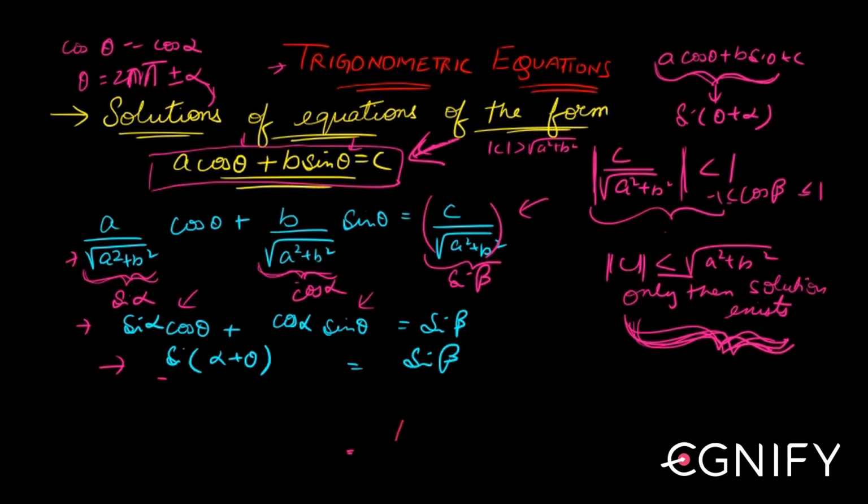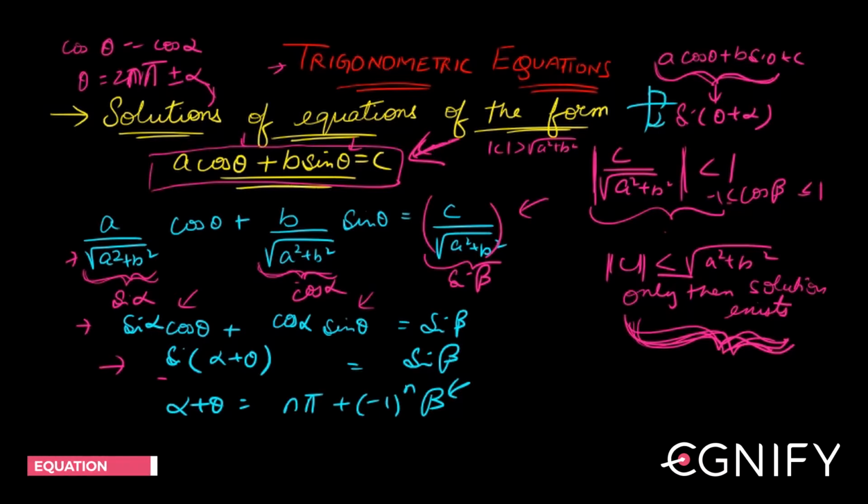Initially you had something else, 2nπ plus or minus something. Now you will have α plus θ equals nπ plus (−1)^n times β, where you will try to make sure that your β is in the range of sin inverse x, which is basically minus π/2 to π/2, that you will see in inverse trigonometric functions. But this is how your general solution will look like.